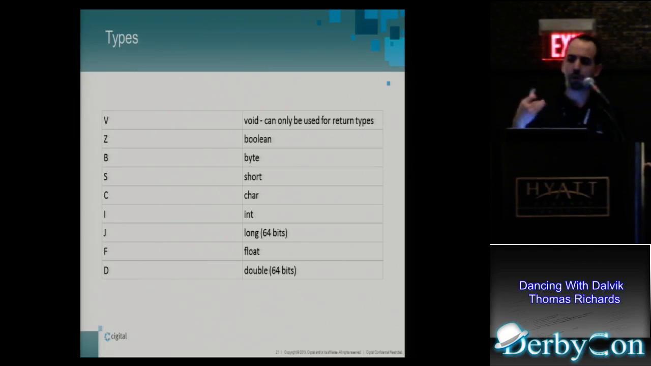When you're going through with the different methods and variables, there will also be types that will be assigned to them as you're going through and looking at the code. So here's just a table showing all the different types and what they're represented as. So voids are V, booleans are Z's, bytes B's, shorts S's, chars C's, ints I's, etc.